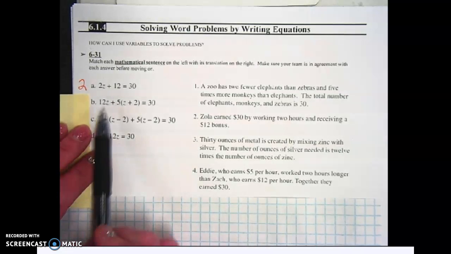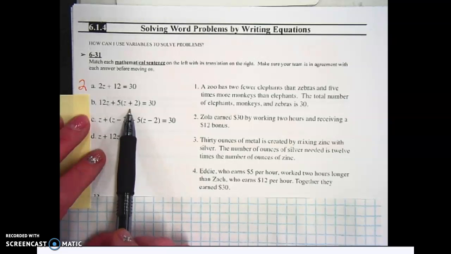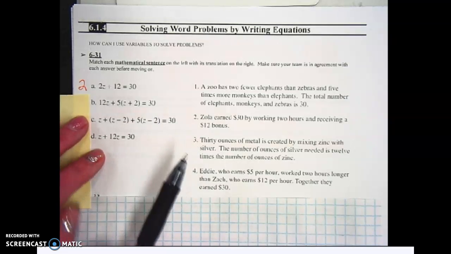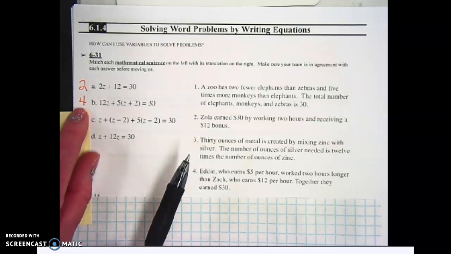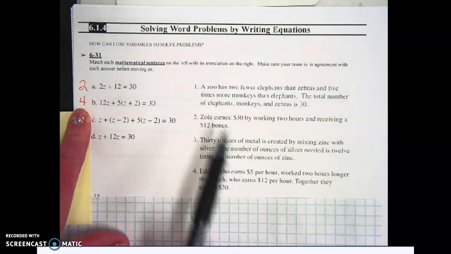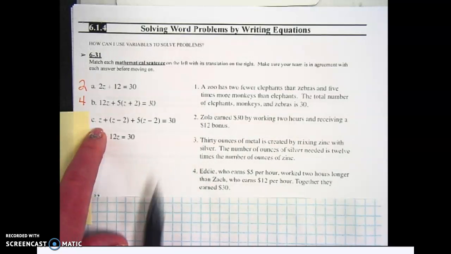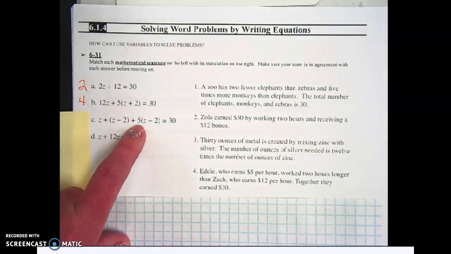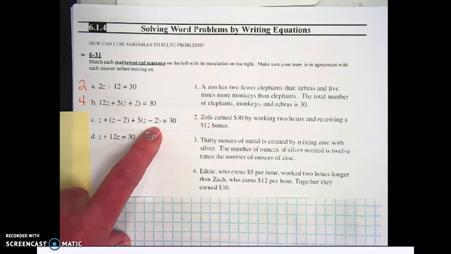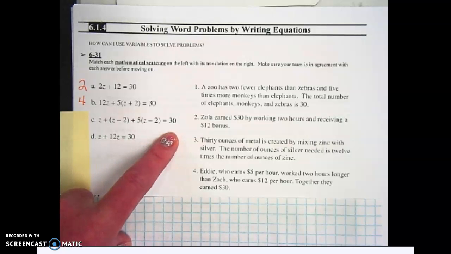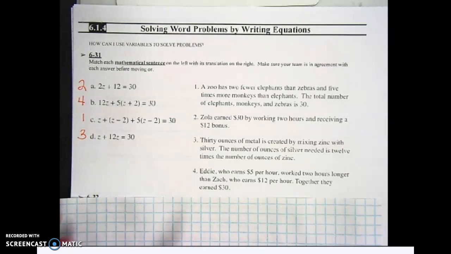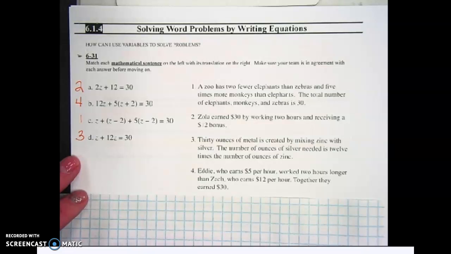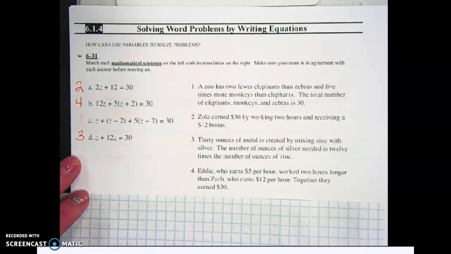How about 12z plus 5 times z plus 2 equals 30? What'd you get? 4 is correct. So next to the B, you're going to write 4. We've got it narrowed down to 1 and 3, right? So which one is z plus z minus 2 plus 5 times z minus 2 equals 30? 1 is correct, which means the last one is 3, right?